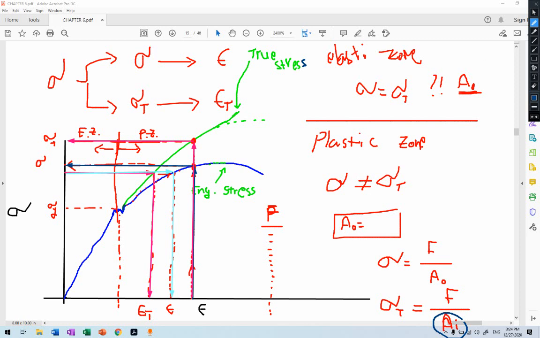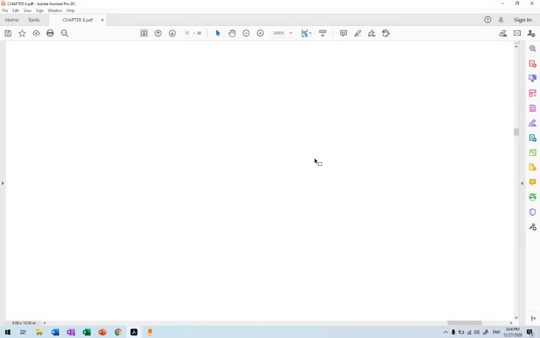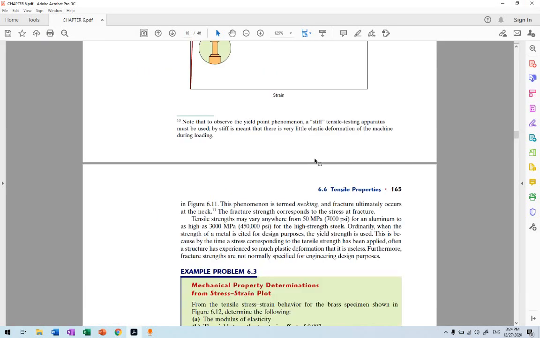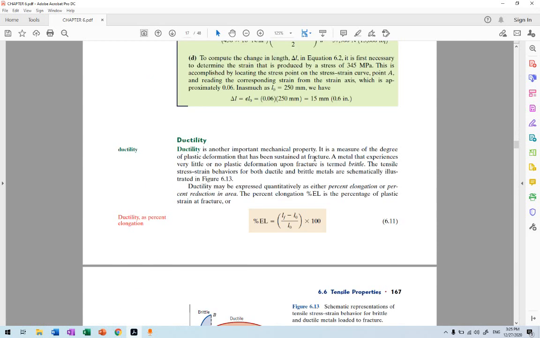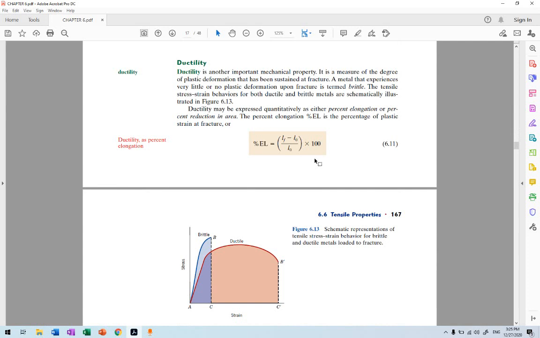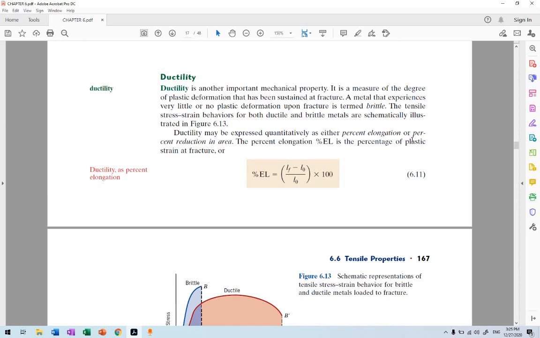So those are the things to remind you that in the plastic zone we'll be having these two differences between the stresses. Now let's talk about some material properties.